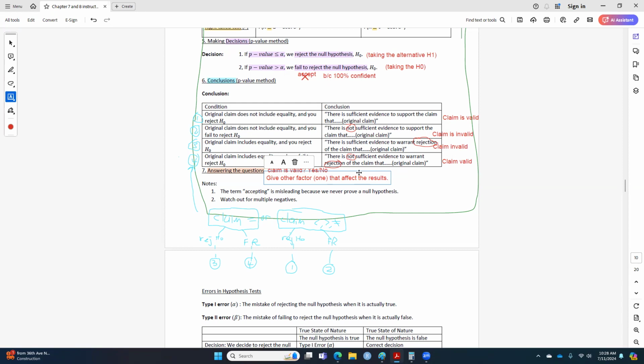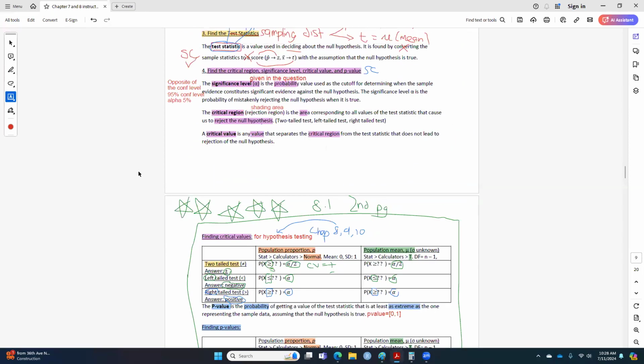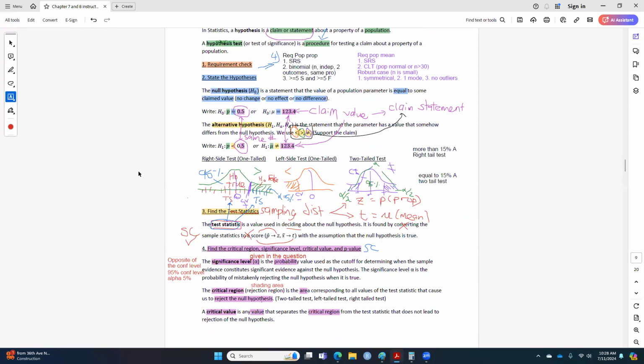Just one is good enough. Okay, so this will be the 7 steps. So the last step in this case. So let me go through this 7 steps procedure so that we learn all 7 steps. First step, requirement check. So there are 2 requirements here. Second step is to state the hypothesis statement. So we have the null and the alternative hypothesis.